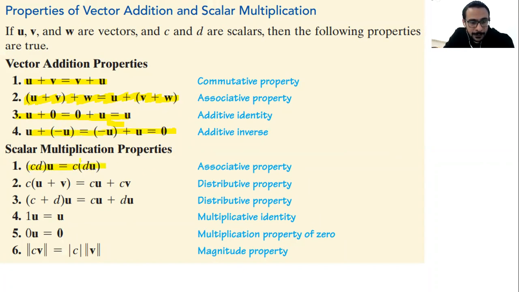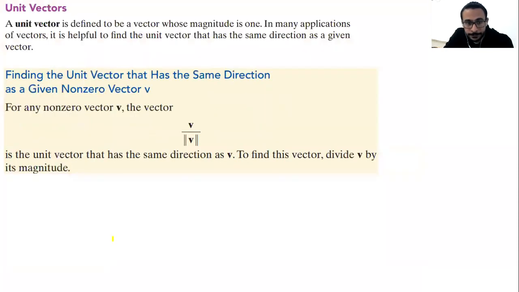For scalar multiplication properties, you can multiply c d by u, or c and then d times u. The distributive property works as usual, which is cu plus cv. Also, if the u is here, it's cu plus du, the same. 1 times u is u, and 0 times u is 0. That's the multiplication property of 0. And here, the magnitude property: when you have a constant inside, you can take the absolute value of this constant and then take the magnitude of the vector v.